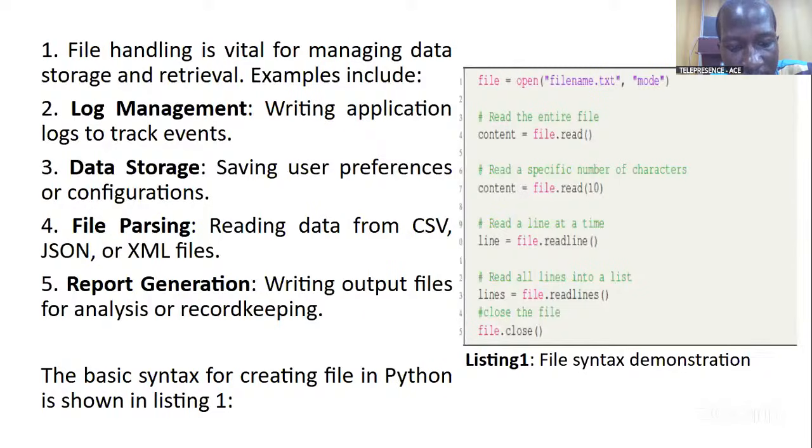This basic syntax for creating a file in Python is shown in what I titled Listing One. So file open, the name of the file, and the mode, what you want to do with it. If you want to read the entire file, you put file read. If it's a specific number of characters you want to show, you specify it; in this case they put 10, so it shows up to 10. To read a line at a time, the keyword there is readline. To read all lines into a list, that's the keyword there too, readlines.